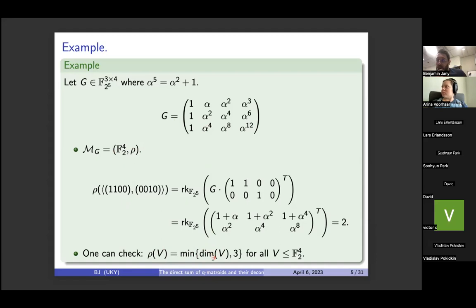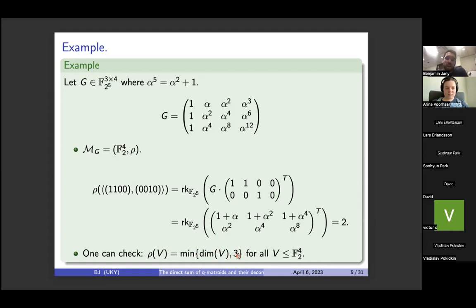If you know about matroid theory, you can see that this is a uniform matroid. So in this case, it's called a uniform q-matroid, where the rank of that q-matroid will be 3. Uniform q-matroids are closely related to a notion in coding theory called MRD codes, which is a nice class of codes that people like to work with in coding theory.